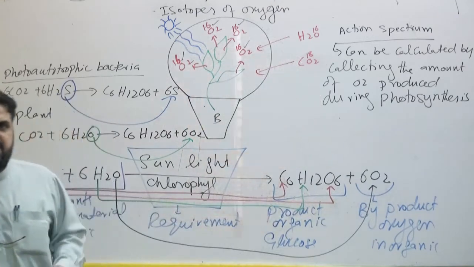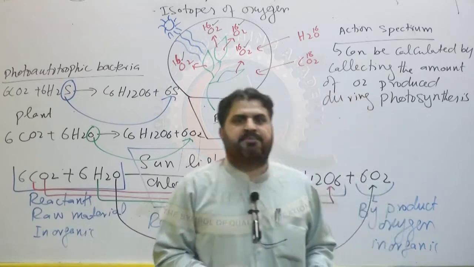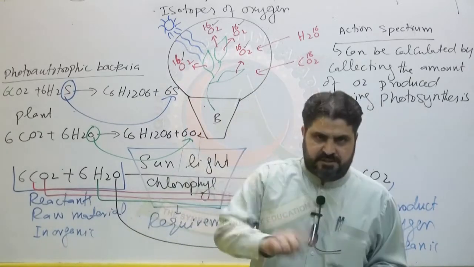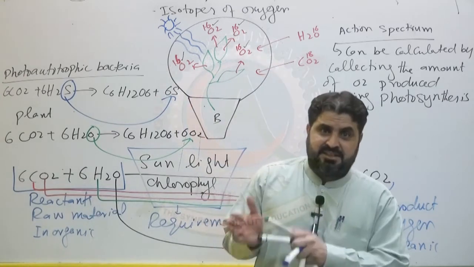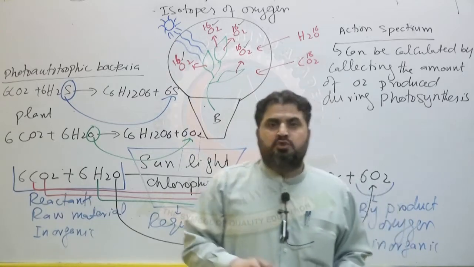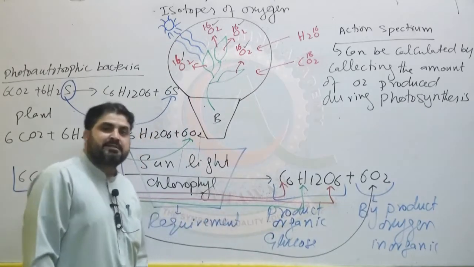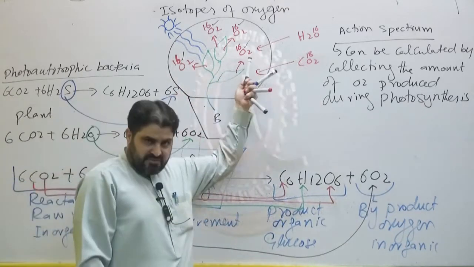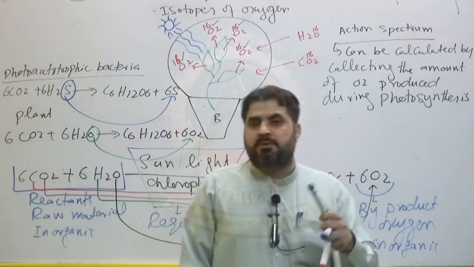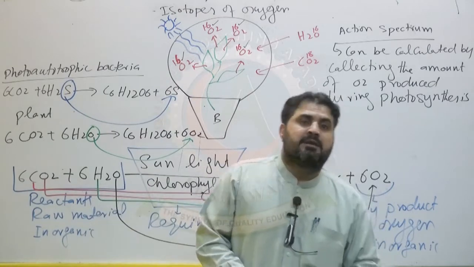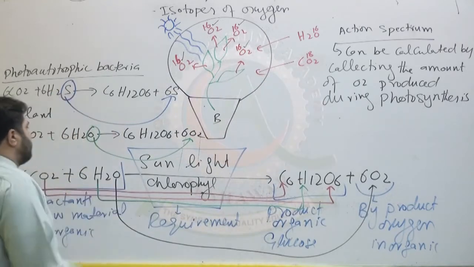What is meant by action spectrum? The light that falls on the plant body is absorbed and trapped. Then during the photosynthesis process, through the light reaction and dark cycles, this light energy is converted into chemical energy. That's called the action spectrum. So we calculate the action spectrum by collecting the amount of oxygen. The greater the amount of oxygen, the greater the action spectrum. If the oxygen production is less, the action spectrum will be low. That's why it is directly related.